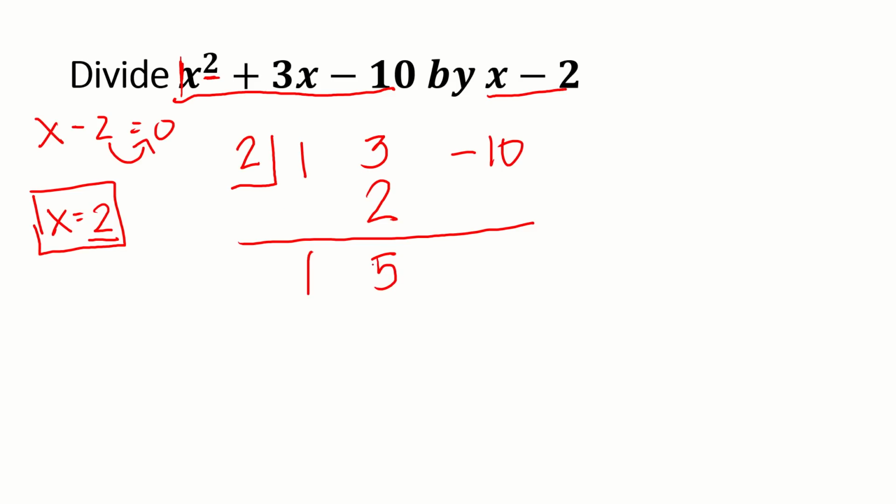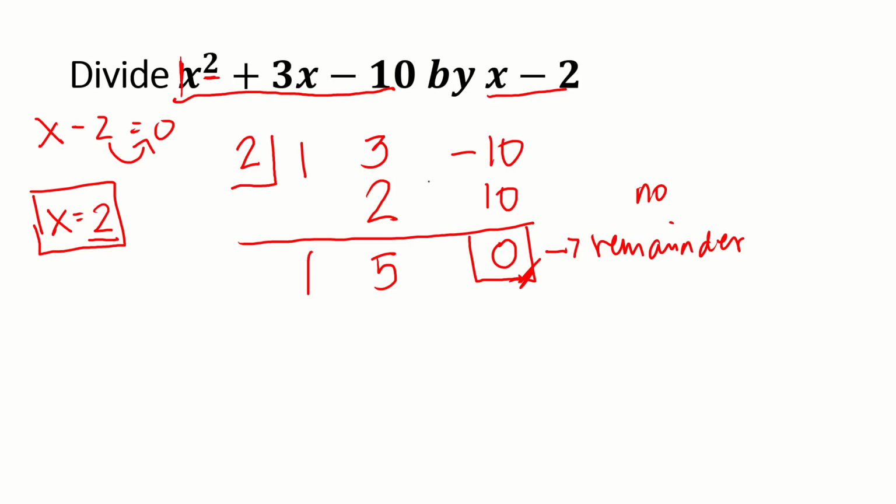Then, pataas ulit. 5 times 2 is 10. Then, add. Negative 10 plus 10. Magkaiba ang sign. So, mama-minus. So, this will be 0. Tatandaan lang pag grade 10 that the last number na makukuha nyo, that is the remainder. So, since 0 ang nakuha natin, that means there is no remainder kapag dinivide natin si x squared plus 3x minus 10 sa x minus 2.